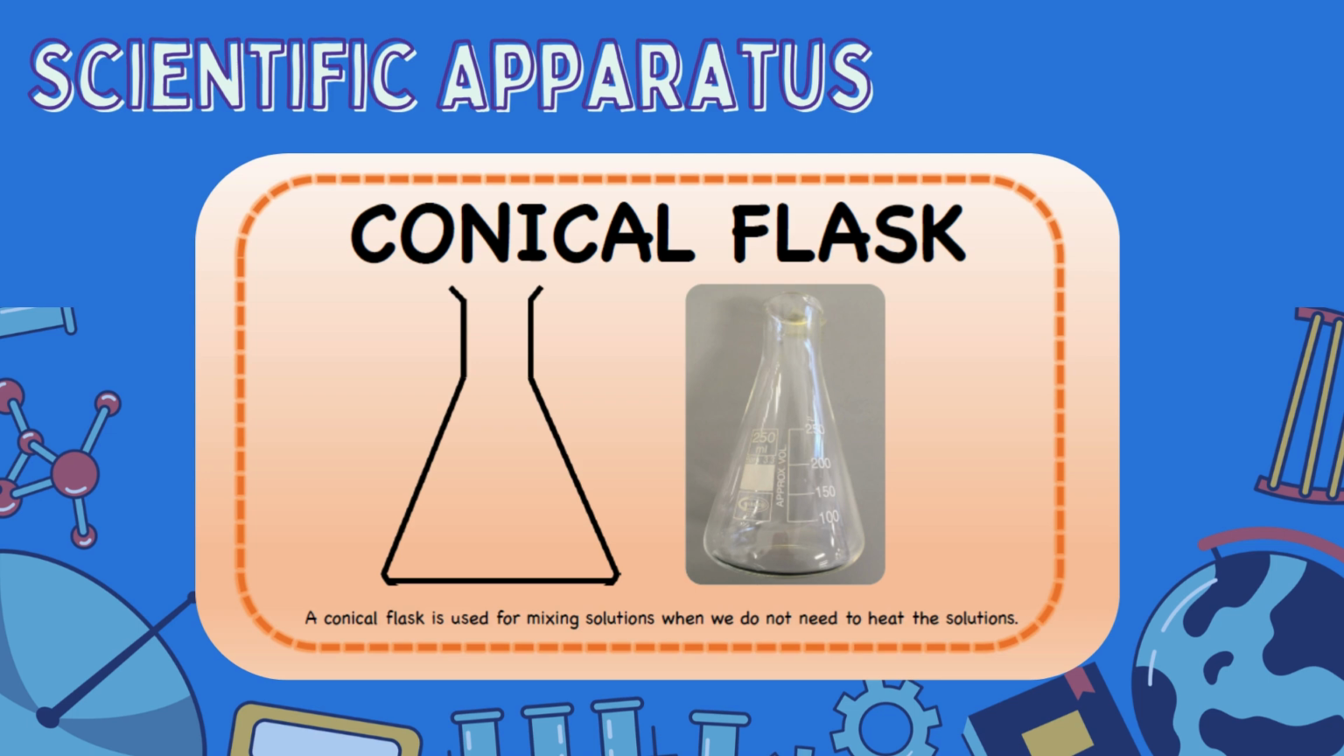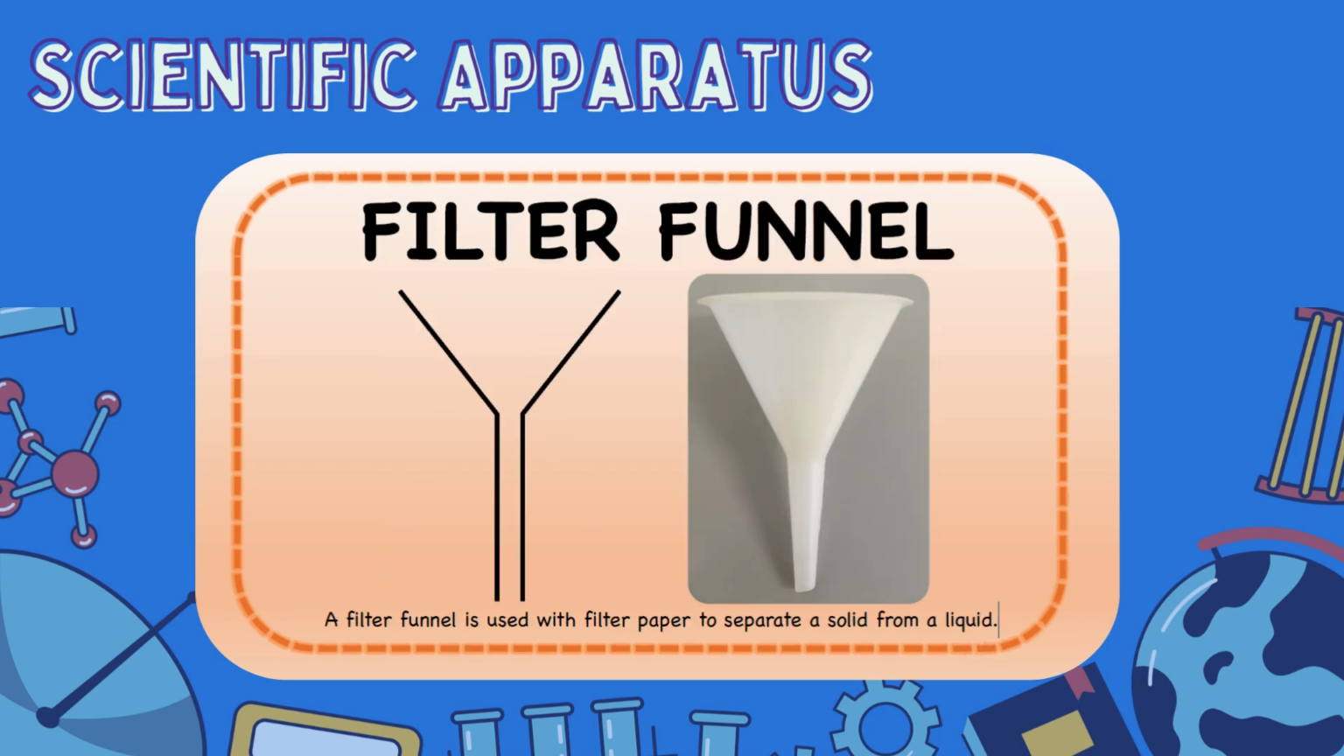Here we have a conical flask. We use these for mixing solutions when we do not need to heat the solution. We can swirl the solution in this conical flask. We also use these when we're using a filter funnel. And here is a filter funnel. We normally use this with filter paper, and we can use it for separating a solid from a liquid, like sand from water.